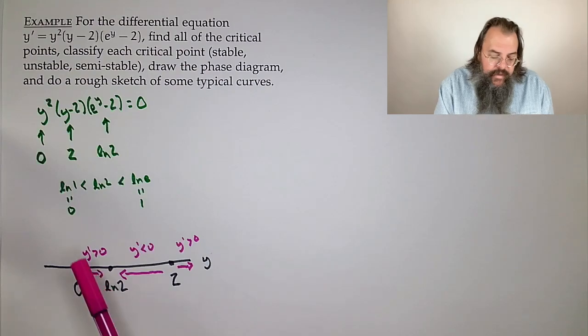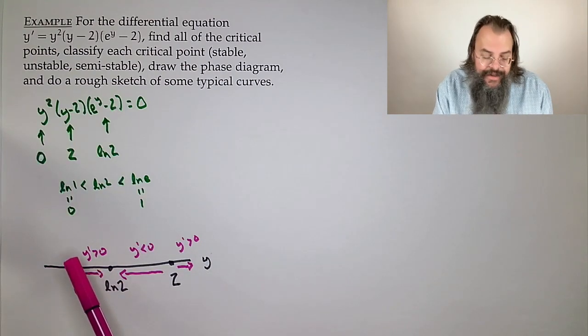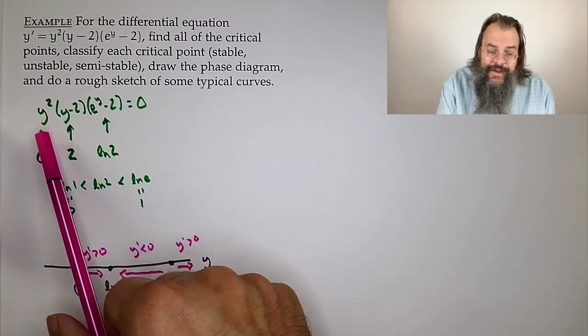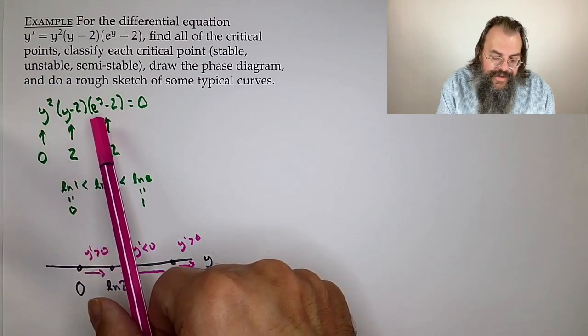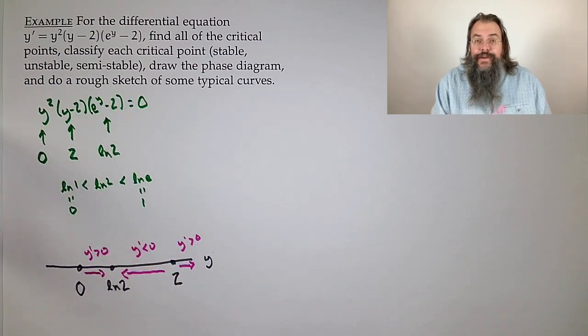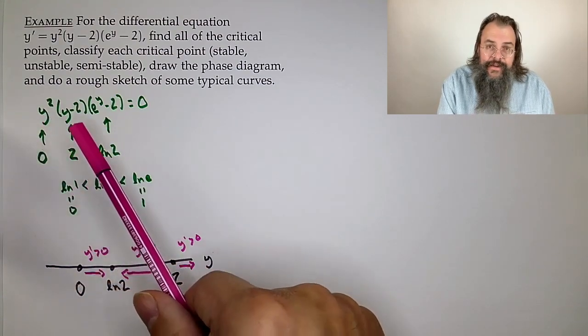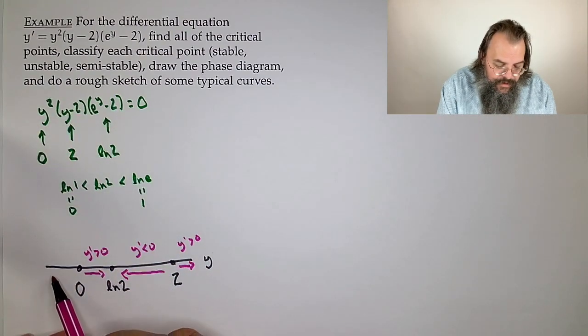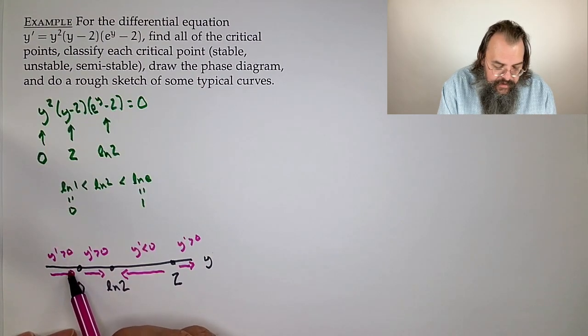All right, and then below 0. Okay, minus 1,000,000. Squared, positive. Negative 1,000,000 minus 2, still negative. And e to the minus 1,000,000 is about 0. Subtract 2, negative. So positive, negative, negative means we're still positive. And there we go. And that's it.